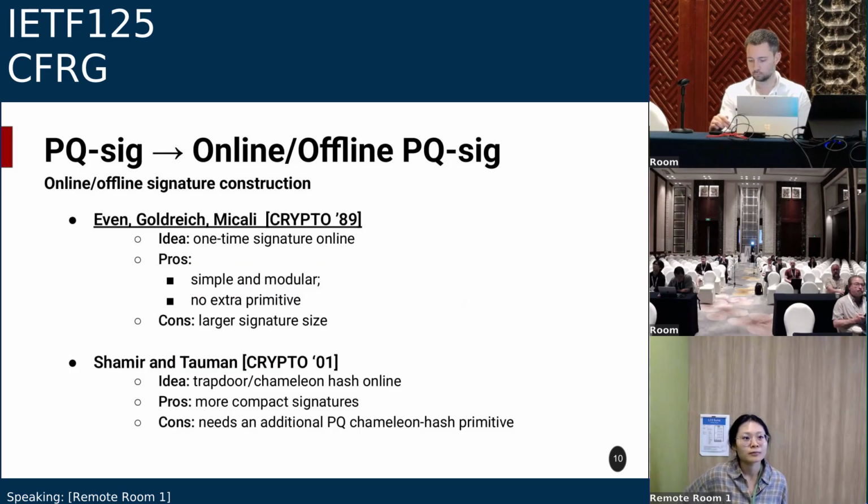Now let's take a look at the construction: how we construct this post-quantum online-offline signature. We mainly consider two construction methods. The first one uses a one-time signature online, and the second one uses a trapdoor hash online. We pick the first one because it only relies on hash-based primitives, which are widely used in TLS, so we can make sure that we don't introduce any new primitives.